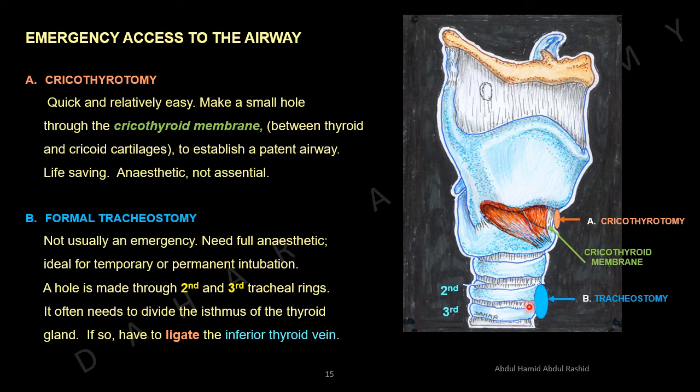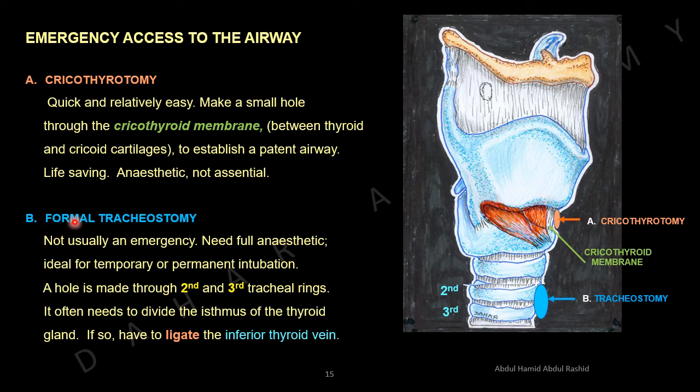Let's talk about the emergency access to the airway. Two common methods here. A, cricothyrectomy. That is a very quick and relatively easy method. Just make a small hole through the cricothyroid membrane here, which is between the cricoid cartilage and thyroid cartilage, just to establish a patent airway. It is life-saving. Anesthetic is not essential.